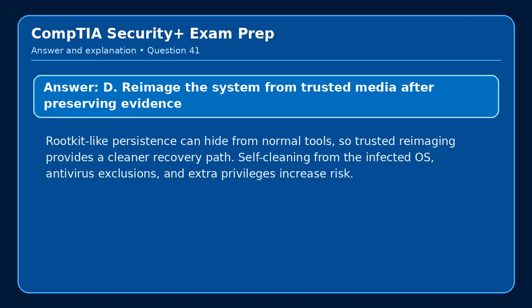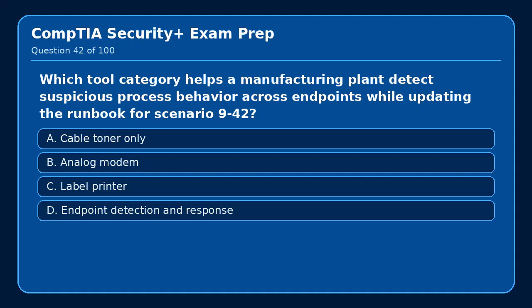Question 43. How should a legal office reduce risk from a critical vulnerability with active exploitation for the next maintenance window for scenario 9 to 43? A. Disable vulnerability reporting. B. Patch only systems with no network access. C. Prioritize patching or mitigation based on severity, exposure, and exploitability. D. Delay action until every low-risk issue is closed.